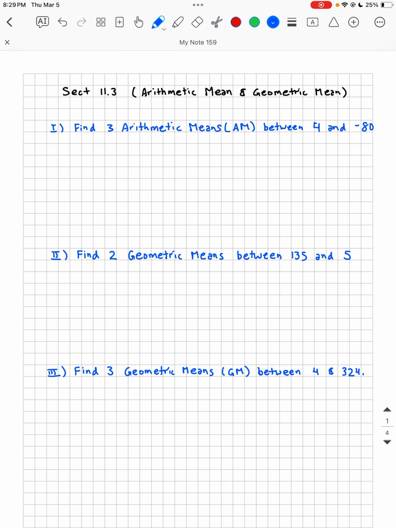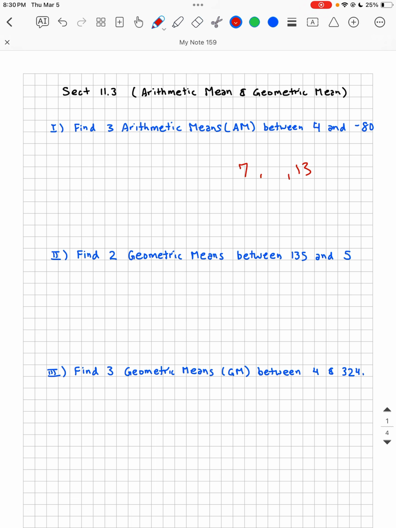Hello everybody, welcome back. Today we're going to be looking at section 11.3, which is on arithmetic mean and geometric mean. The word mean in math, up to this point, is the same thing as saying, hey, find the average. So going back to maybe Algebra 1, or when you first heard the word, let's say we have the numbers 7 and also the number 13.